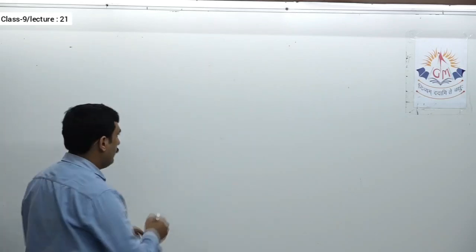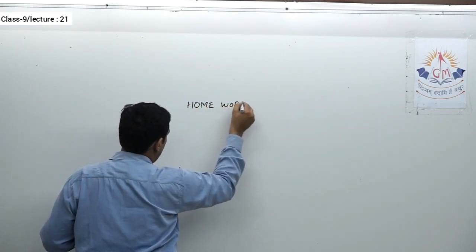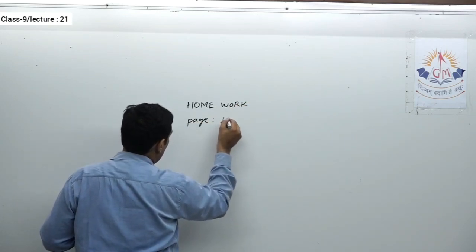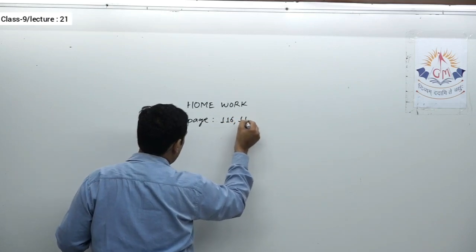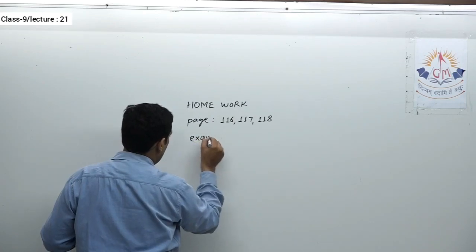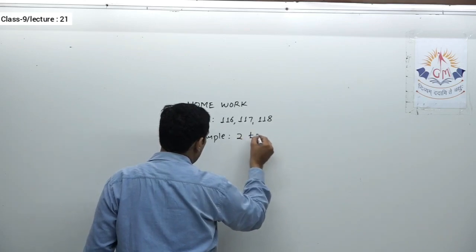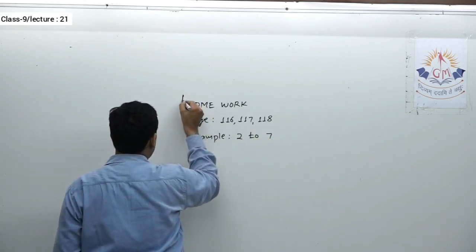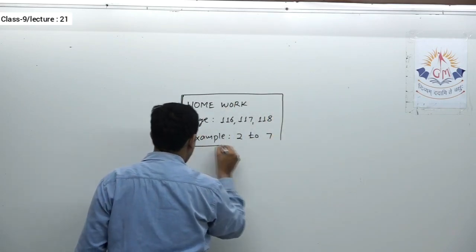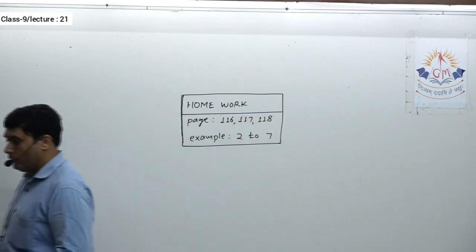Okay, now to write your homework. Page numbers 116, 117 and 118, examples 2 to 7. This you have to do in your homework. Okay, please note down this homework as well.